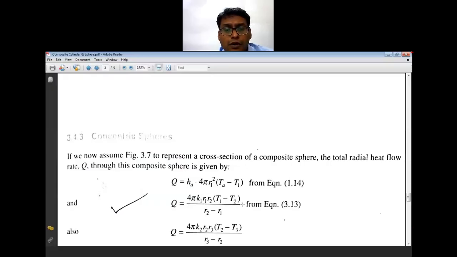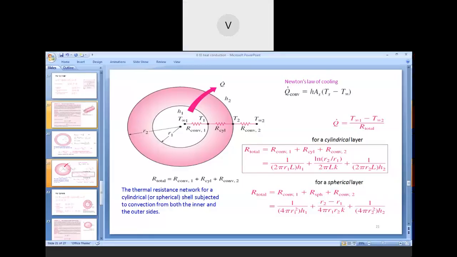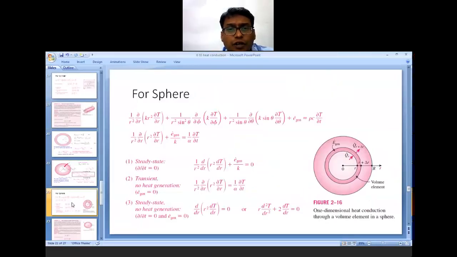That is related to the cylinder. Similarly, we will also consider the sphere now. That is related to the sphere we will talk.